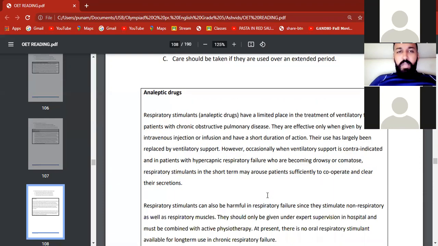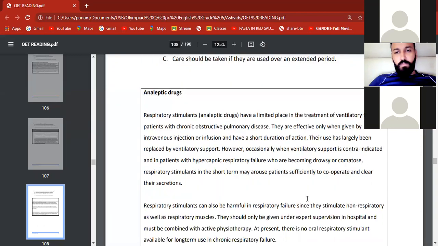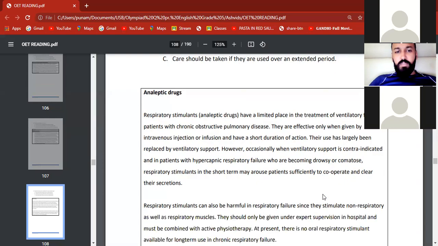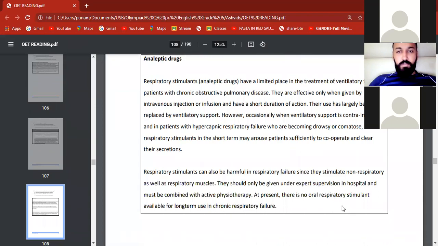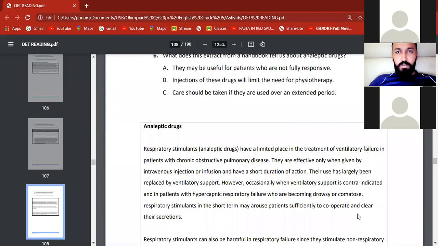Now let's read further. Respiratory stimulants can also be harmful in respiratory failure since they stimulate non-respiratory as well as respiratory muscles. They should only be given under expert supervision in hospital and must be combined with active physiotherapy.